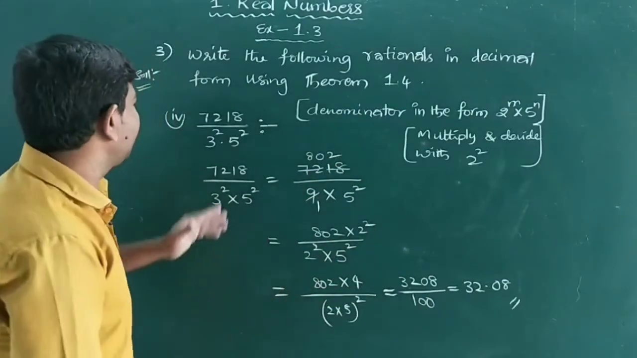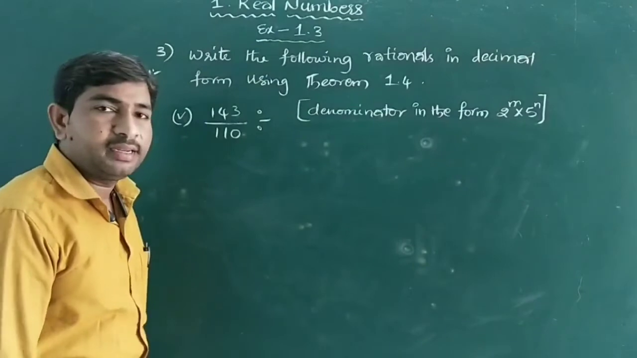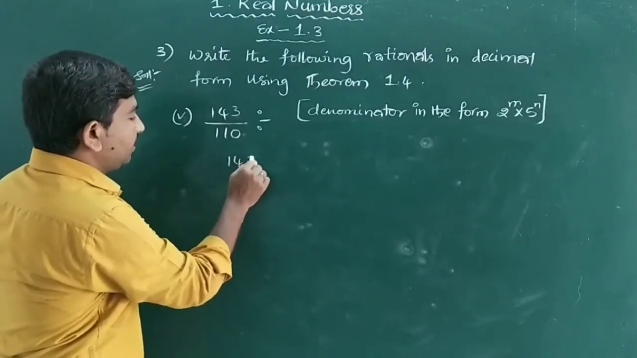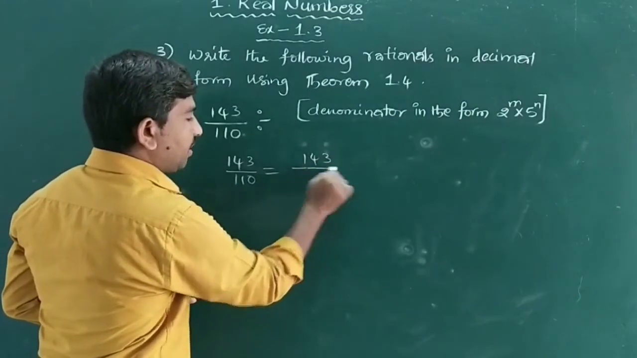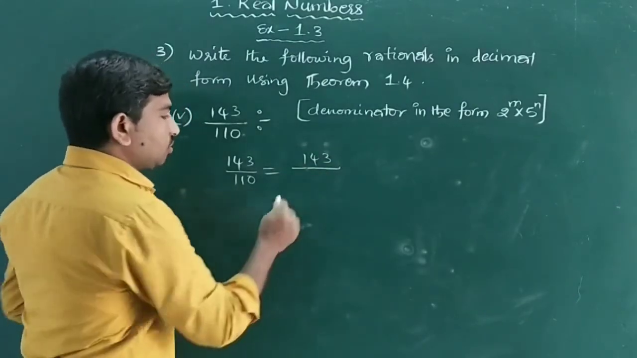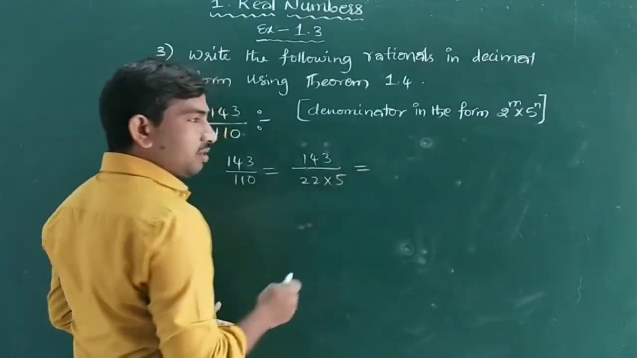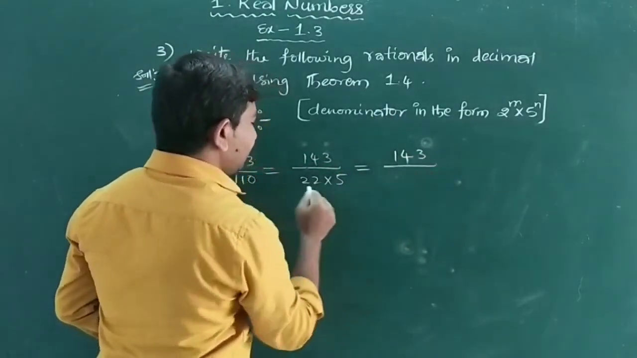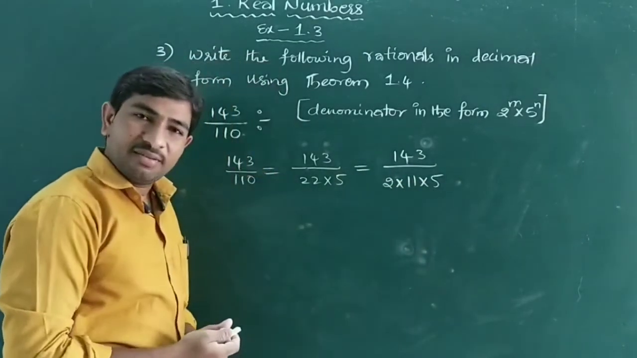Now the final problem, fifth problem: 143 by 110. 143 by 110 is equal to, we can write the denominator. So 143 by, this can be written as into the factors, 22 5s are 110. Why? Because we want to convert the denominator into the form of 2 power m into 5 power n. So 143 by 22 can be written as 2 into 11 into 5.